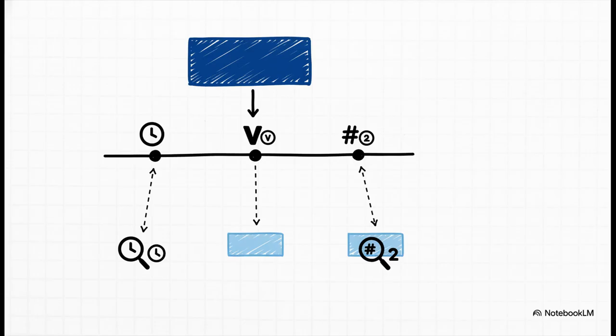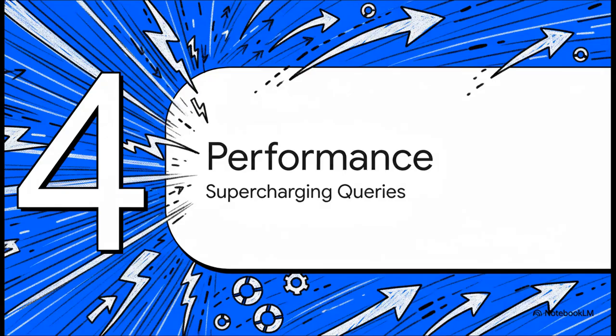It is dead simple. Look at this SQL. You just add timestamp as of or version as of to your select statement. That's it. You can literally ask your data, hey, what did you look like last Tuesday at 9 a.m. and get an instant accurate answer. It's incredible.